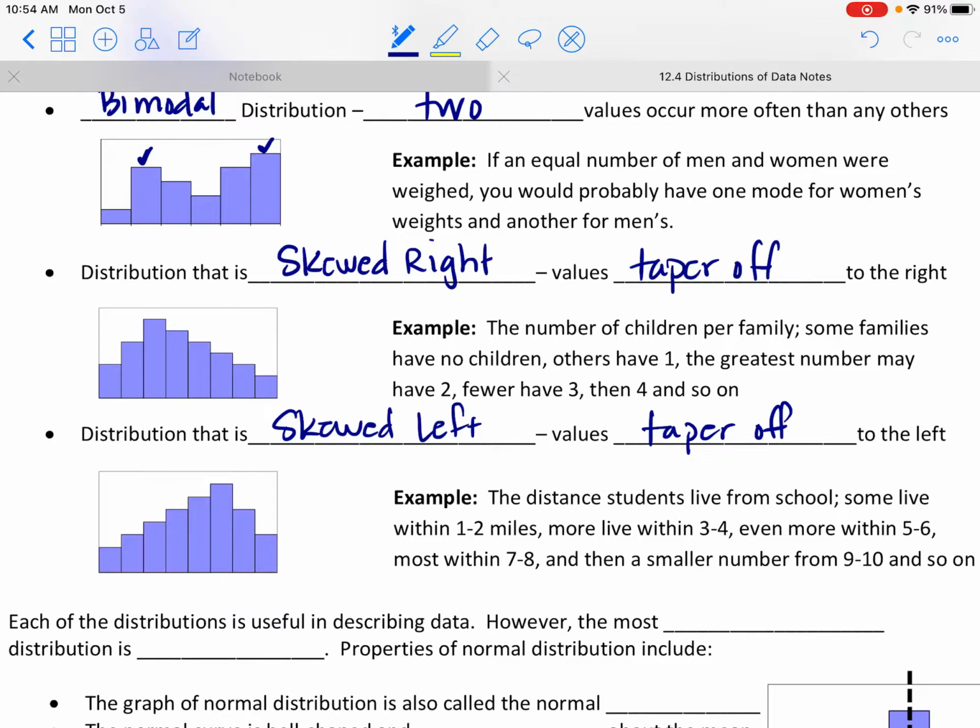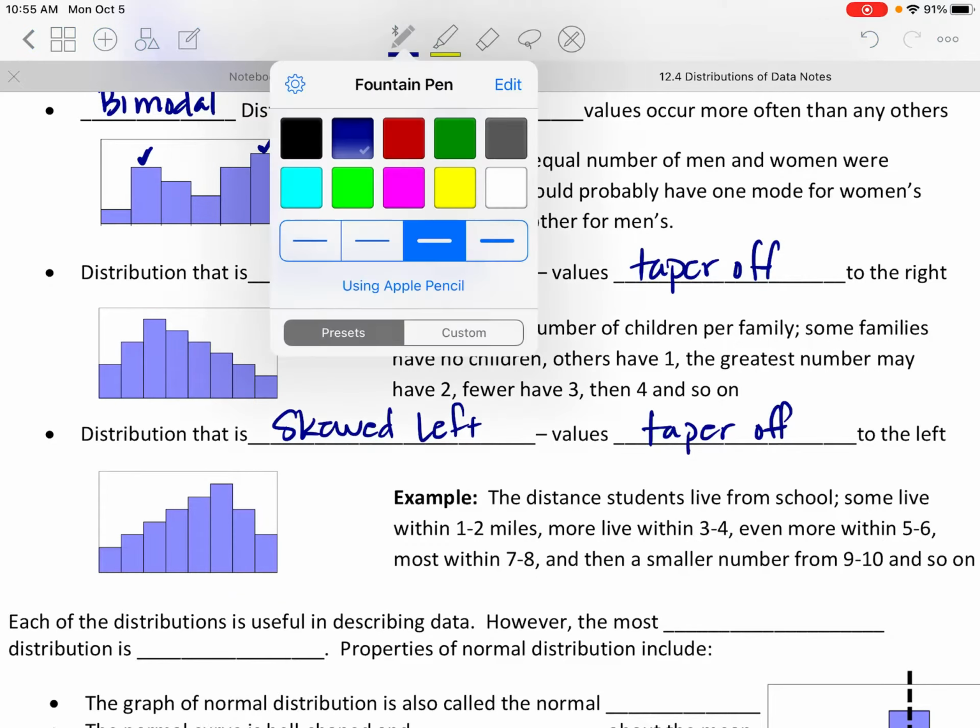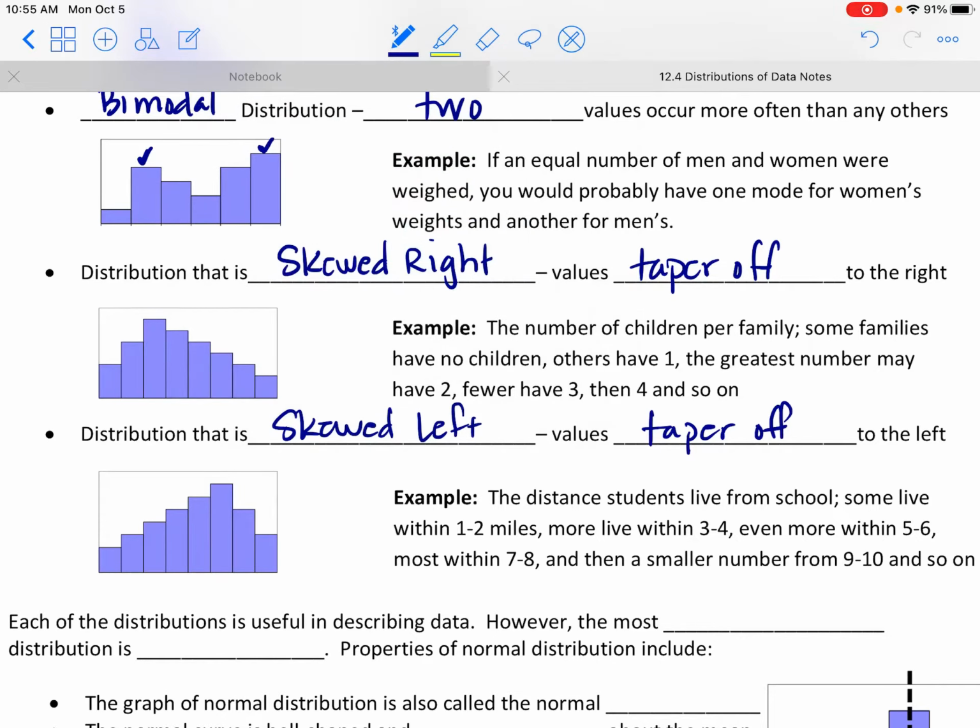For skewed to the right, maybe you have something like the number of kids per family. Maybe lots of families don't have any kids, and then one kid, and then two is really popular, and maybe less have three, and even less have four, and even less have five, six, seven. So you might see an increase at first because 0 is the lowest, right? And then it's going to just taper off. Like 11 kids is really uncommon, right? So the farther you go this way, the less likely you are to have a family that has that many kids.